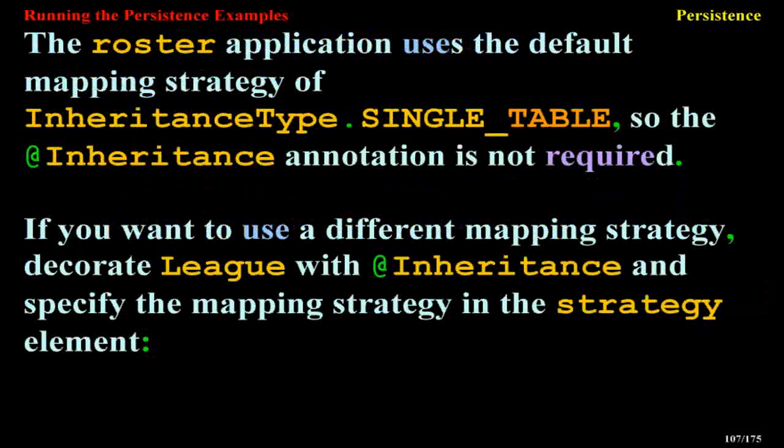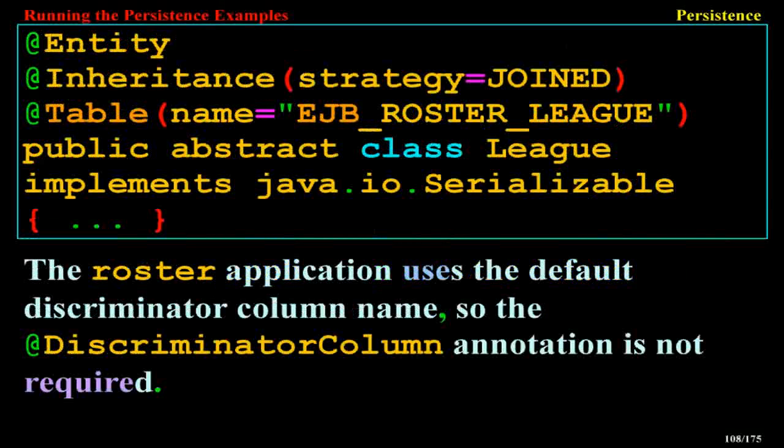The roster application uses the default mapping strategy of InheritanceType.SINGLE_TABLE, so the @Inheritance annotation is not required. If you want to use a different mapping strategy, decorate League with @Inheritance and specify the mapping strategy in the strategy element. @Entity @Inheritance(strategy=JOINED) @Table(name="EJB_ROSTER_LEAGUE") public abstract class League implements java.io.Serializable. The roster application uses the default discriminator column name, so the @DiscriminatorColumn annotation is not required.